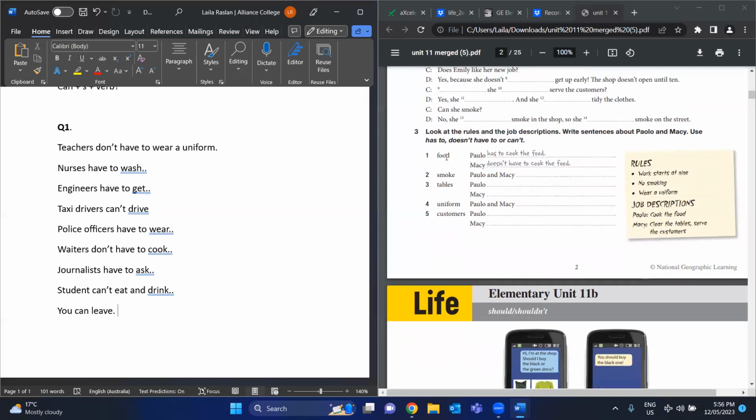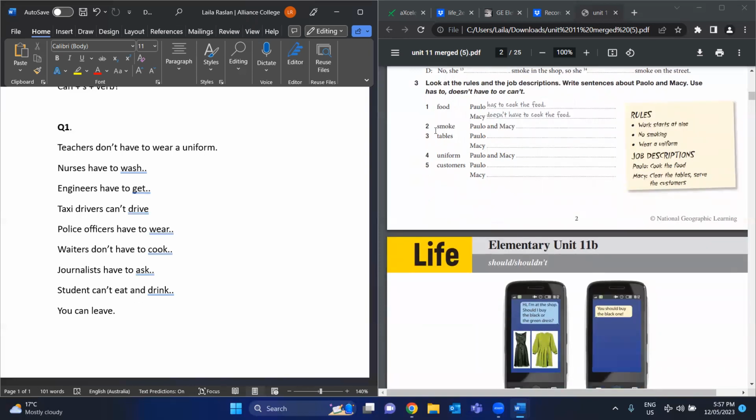Okay, let's do the next one. Number 3, look at the rules, the job description. We've got Paolo and Marcy. So number 1, Paolo has to cook the food. Marcy doesn't have to cook the food. So we're making one a positive or an affirmative statement, and the second one is a negative. So let's look at smoking.